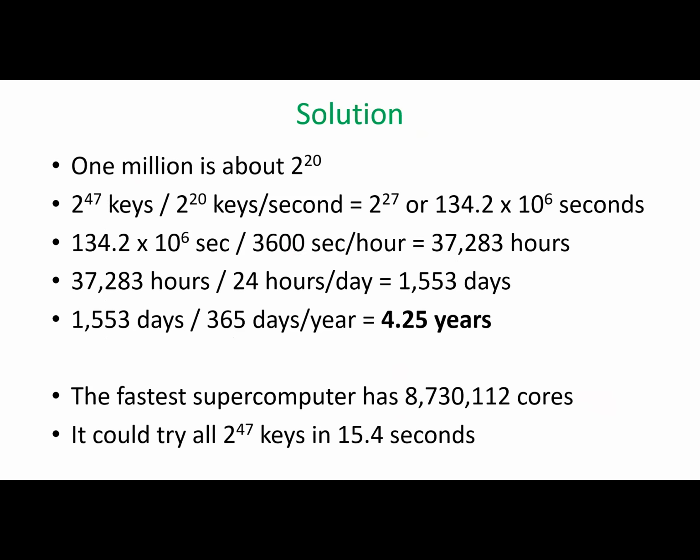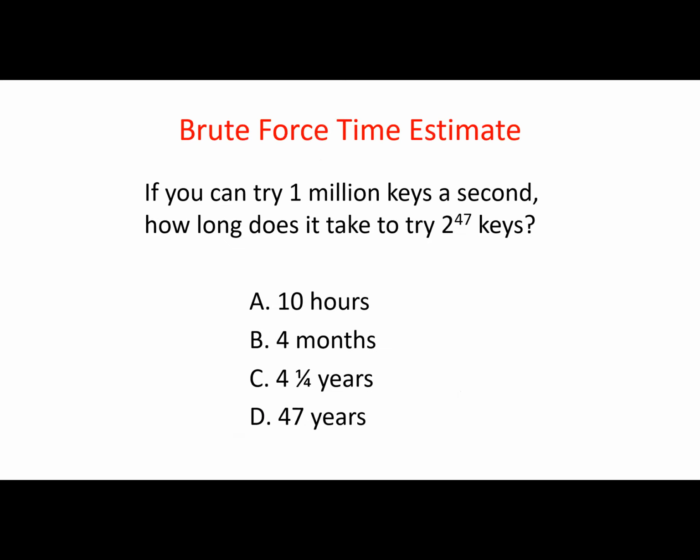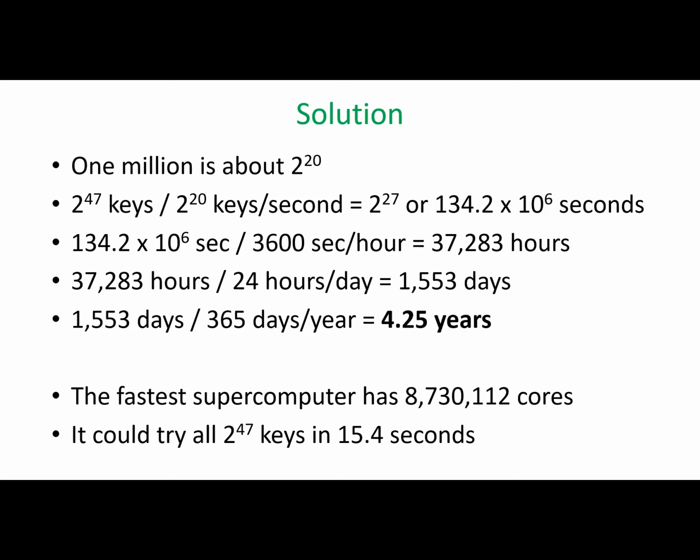It's 1 million keys, and 1 million is about 2 to the 20. So we're going to take 2 to the 47 keys and divide it by 2 to the 20 keys per second, which is really easy. Just subtract the exponents. So you get 2 to the 27 seconds, which is 134 million seconds. Then divide that to get hours, divide that to get days, divide that to get years. And I get about 4¼ years, which is not real quick, but it is eventual.